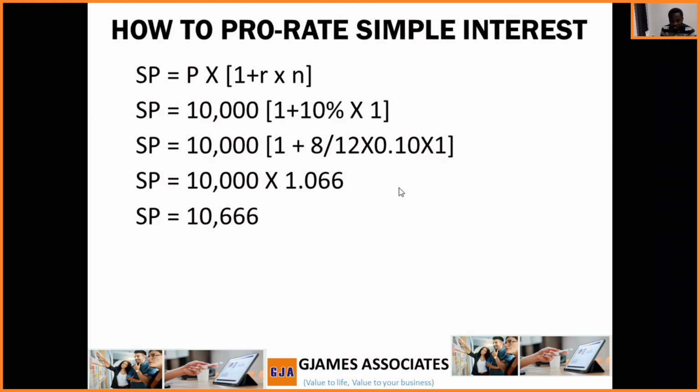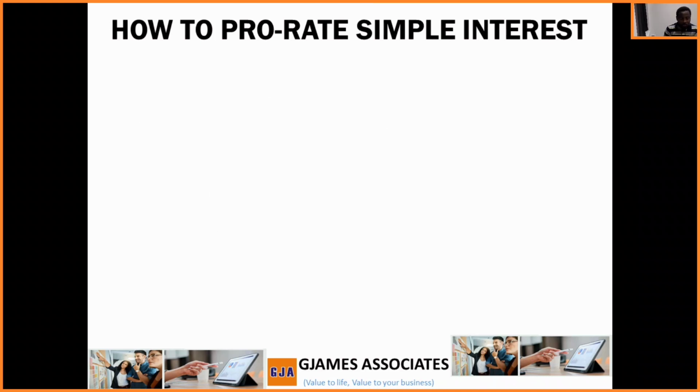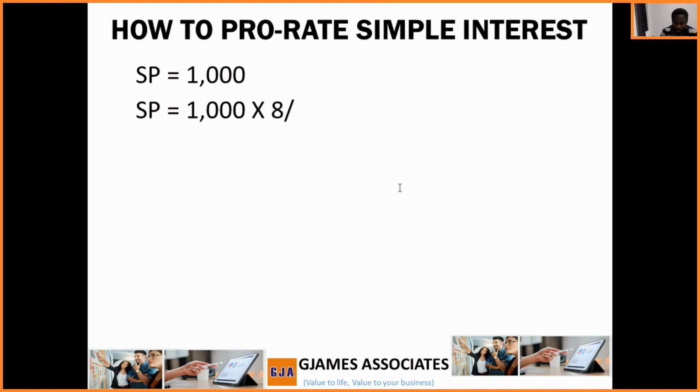Now let's take it to a layman understanding. You know the simple interest that we calculated before, that is 10% of 10,000 is 1,000. So layman, now you may not be able to use this in exams, but for understanding, once you understand, you know how to go about it in the exams. Simple interest that we calculate, that is 10% on 10,000, is 1,000. So simple. Now we want to prorate it. We'll say 1,000. We want to know what to pay in 8 months. Say 8 divided by 12.